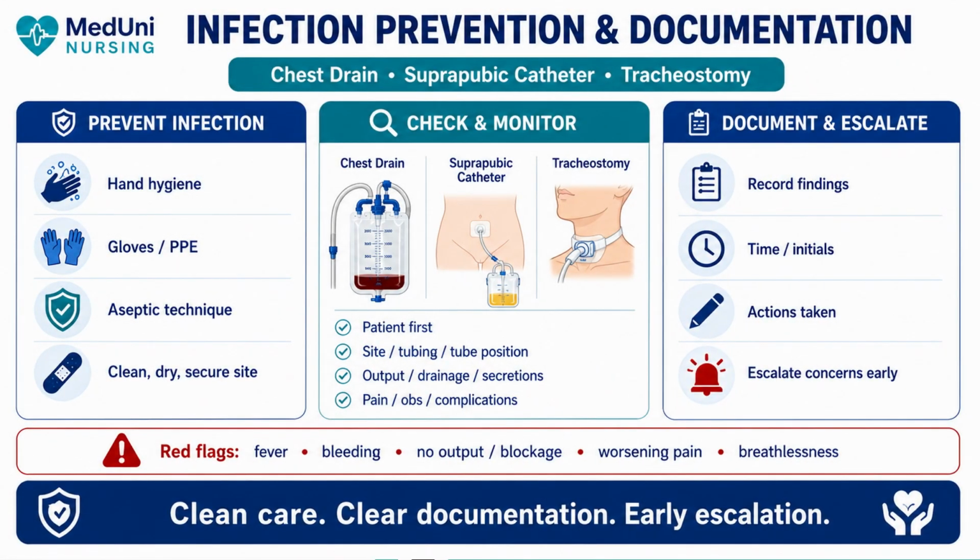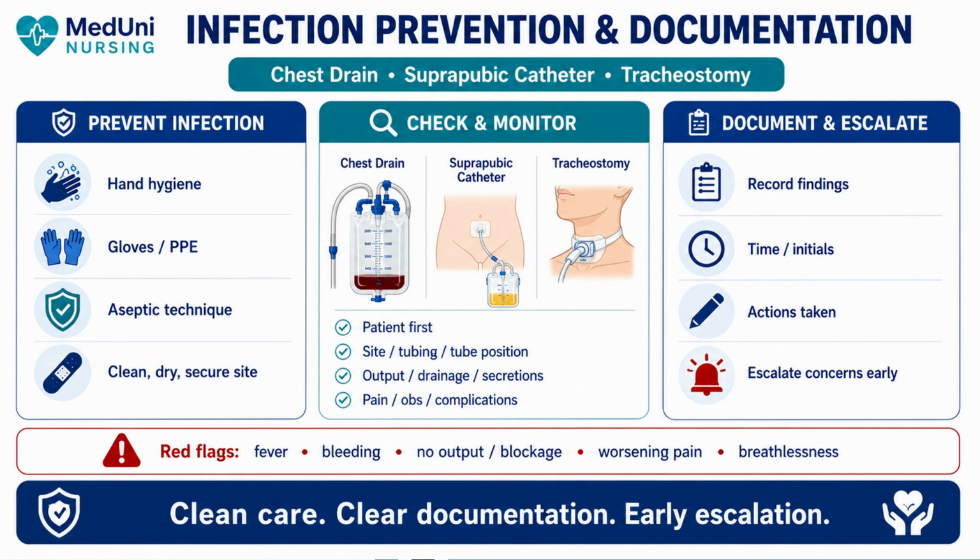Before we discuss individual devices, let us start with the basics: infection prevention and documentation. For chest drains, suprapubic catheters, and tracheostomies, clean and safe care matters. Always perform hand hygiene. Use gloves and PPE when required. Use aseptic technique for dressing changes or device care according to local policy. But do not only look at the device, look at the whole patient.